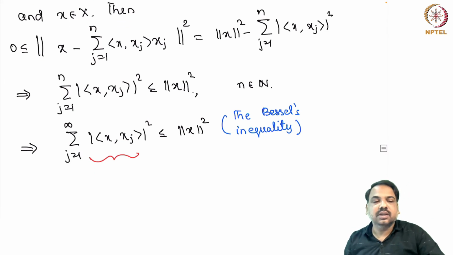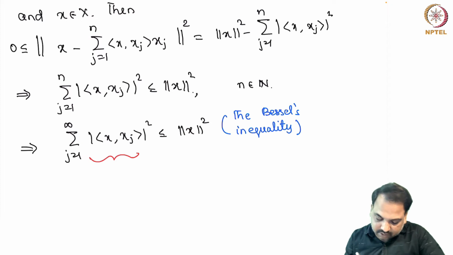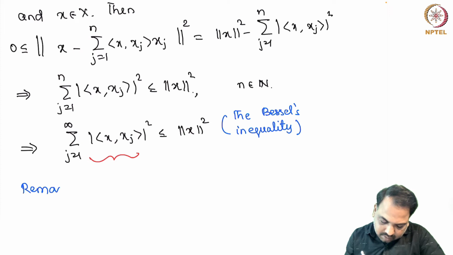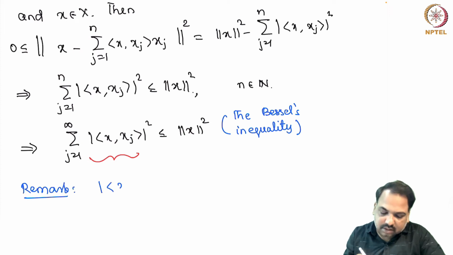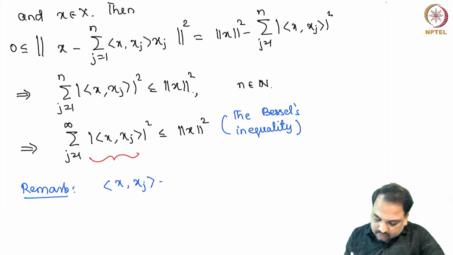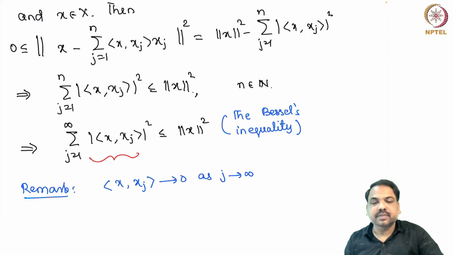That means the series on the left hand side is convergent. Also from this we can conclude an immediate remark: if you look at the inner product of x with xj, this converges to 0 as j goes to infinity. Okay.